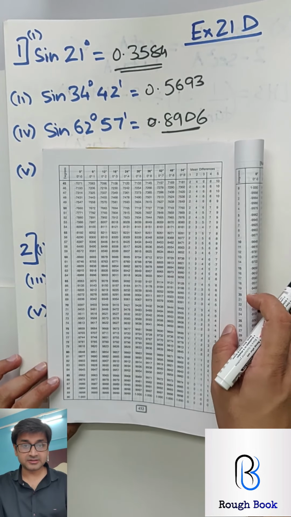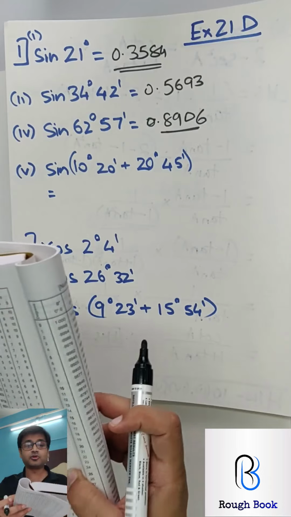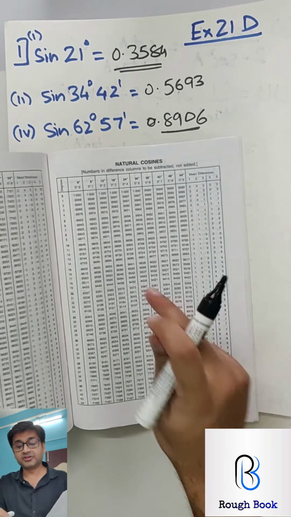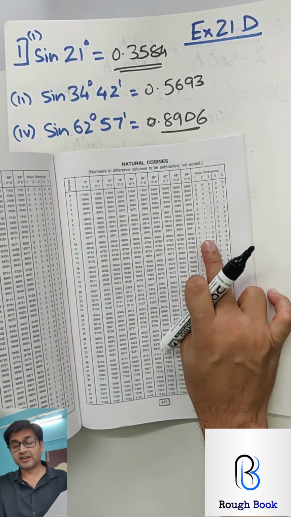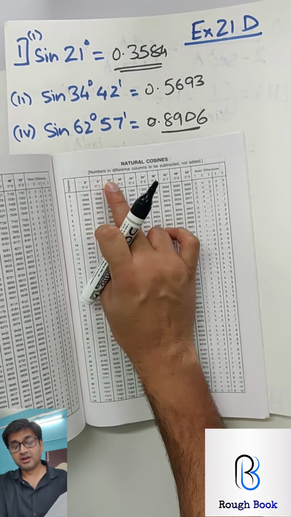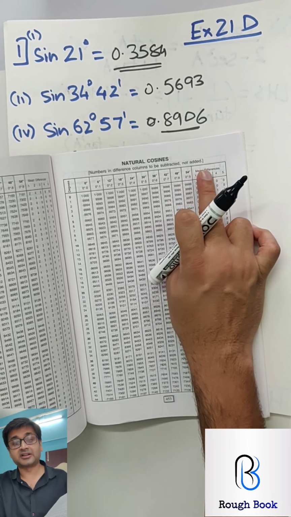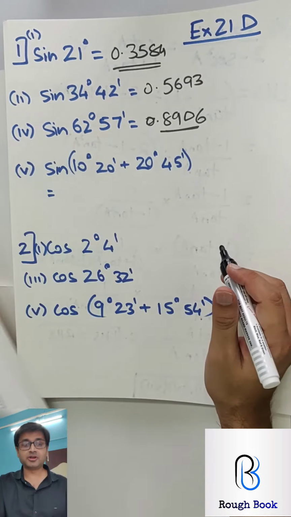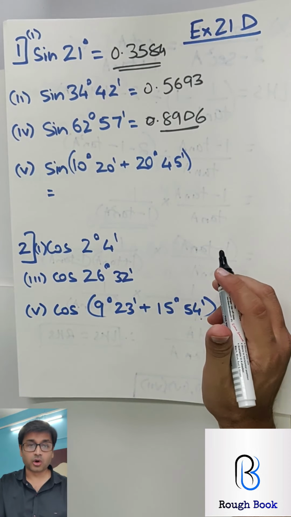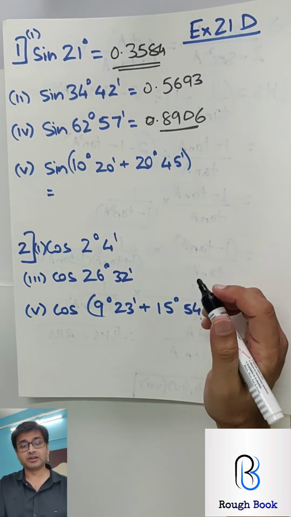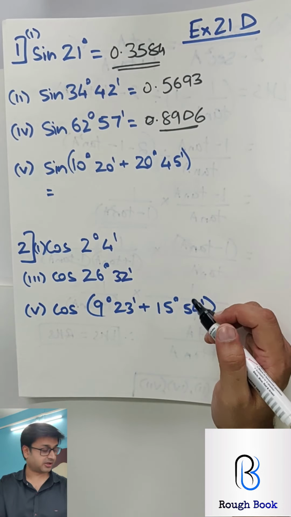Did you get it, everybody? How to read this? In sine, you have to add the mean difference. But if it is cos, then the mean difference value you have to subtract. See, it's written here, number in difference column to be subtracted and not added. In the exam in your school, you will be given a red color logbook. In the logbook, you will have all these values and you can use them and get your answer.